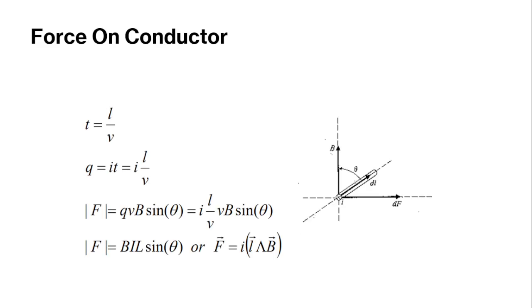This is important: force on a conductor. You all should have come across this already. This equation here, which is BIL sine theta, should look familiar, right? So there's the force on a conductor. It's B, the flux density, times the current, times L, times sine theta, which is the angle. So this is an important one.